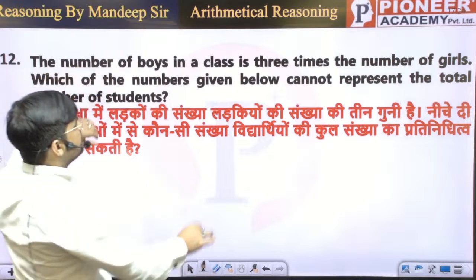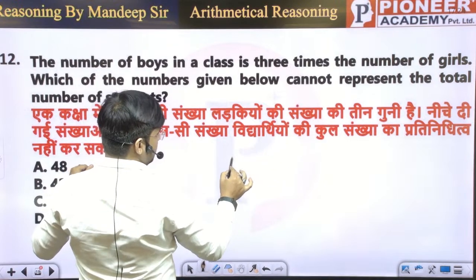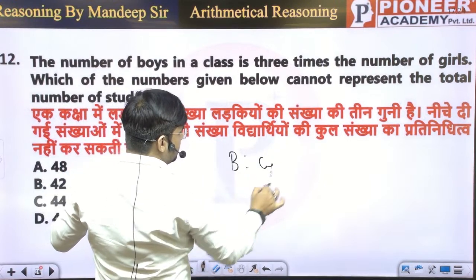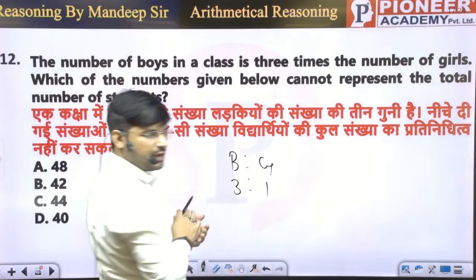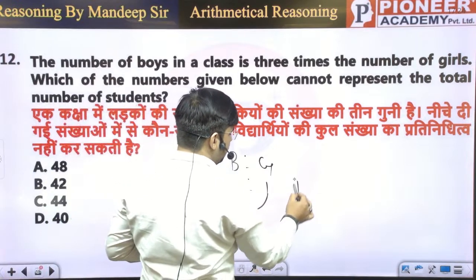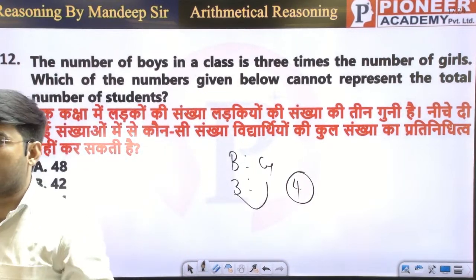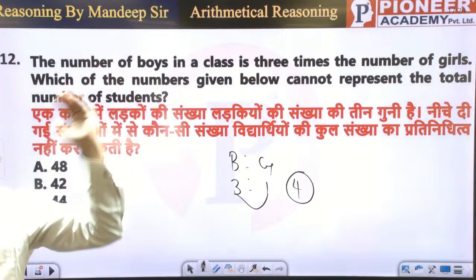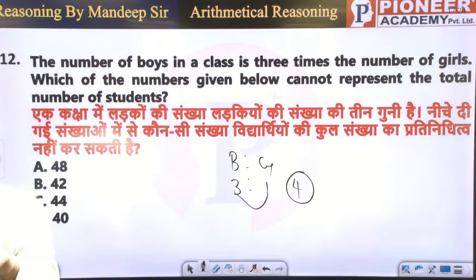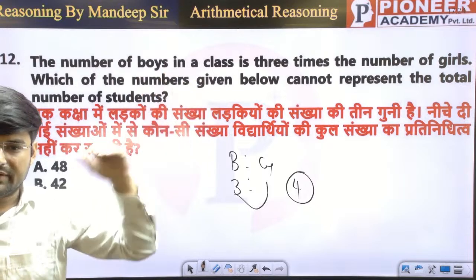The number of boys in a class is 3 times the number of girls. Boys and girls are 3:1. If you add up, there are 4. So every number that is a multiple of 4 can be the total number of students.